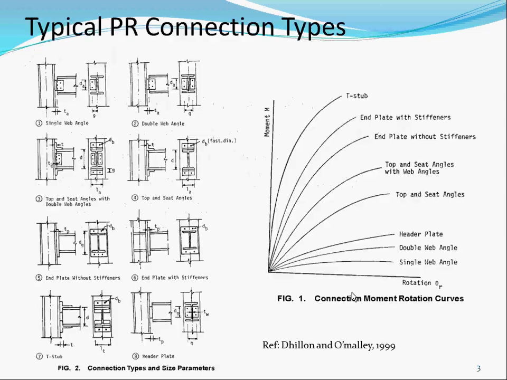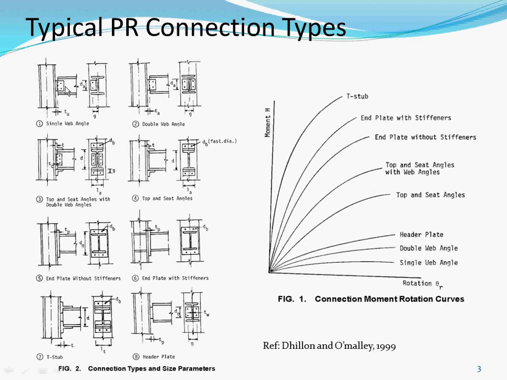Why we are concerned with PR connections: sometimes in doing analysis or design, then connection modeling and frame design. Typical PR connections here are from someone's paper. A lot of these are single web angles, so you don't have any plates on the top and bottom. Then double web angles on either side, and even with a T on the top and bottom, it's still not stiff enough, because the T bends very easily.